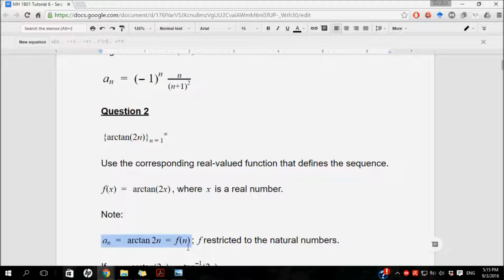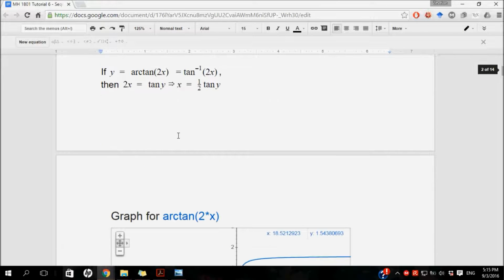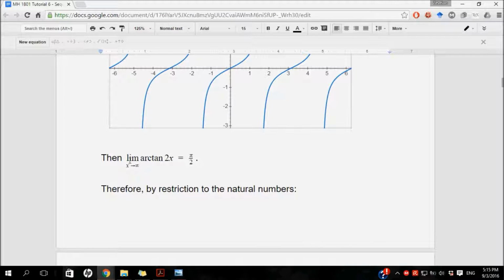So when f is restricted to the natural numbers, we shall obtain all the terms of our sequence. That's an important thing to note, because it means that when we want to study what happens as we send n towards infinity, one good way of looking at that problem is to examine the corresponding limit when x goes towards infinity instead of just n.